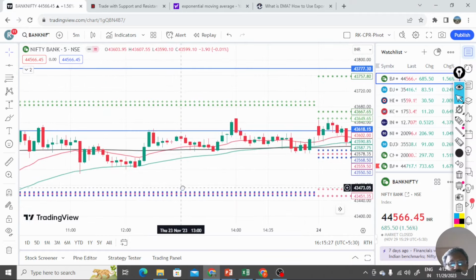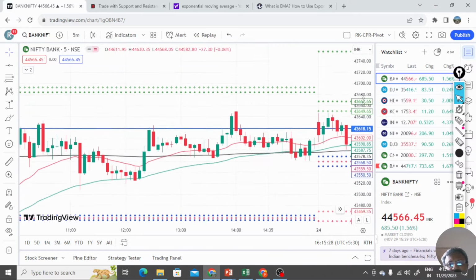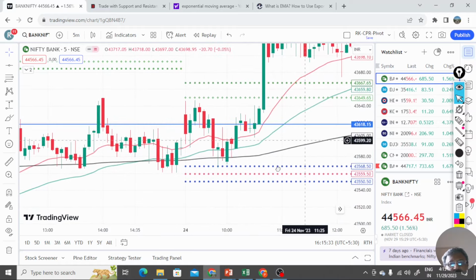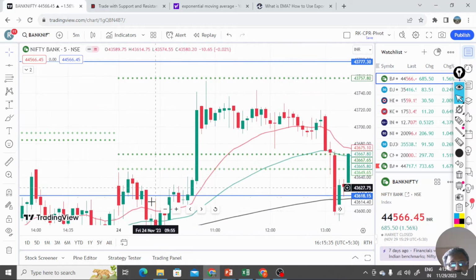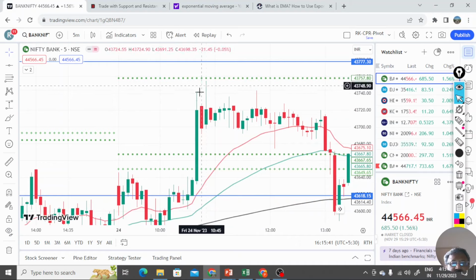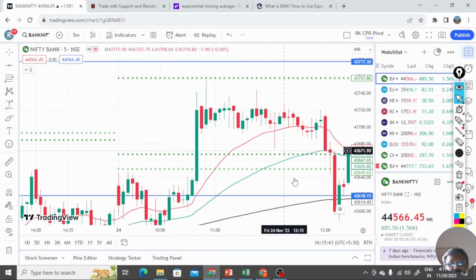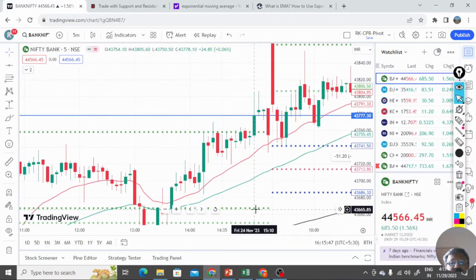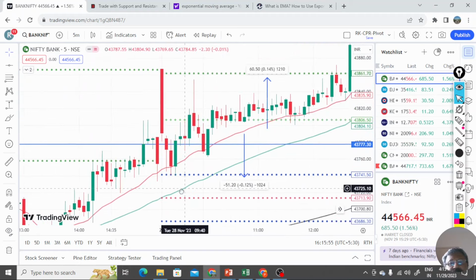Mark your levels, your support and resistance levels. Wait for the opportunity. See, when it comes like this and takes support of the 50 EMA and moves above the 20 EMA, take the trades. See how big the profits are that we could make. So this is how, by using these EMAs, we can do simple trading and make good profits.